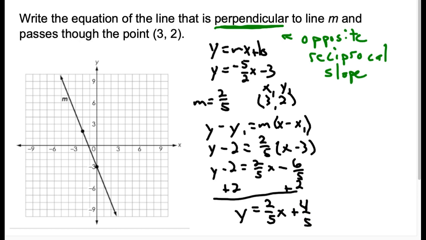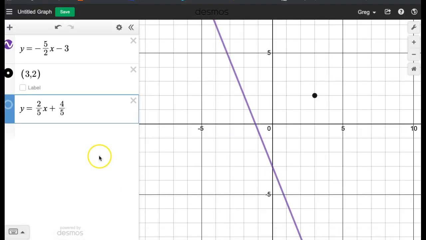So again, real quick, let's check our answer on Desmos. If we put in our original information, this is the original line, and then the point that we want our new line to go through, and then this was the equation of our answer. So we can see that it is perpendicular. Remember, perpendicular means meets at a 90-degree angle, and it goes through the point that we want it to go through.